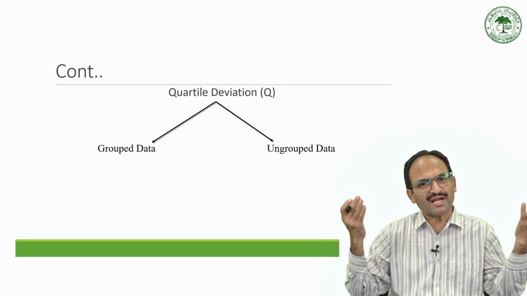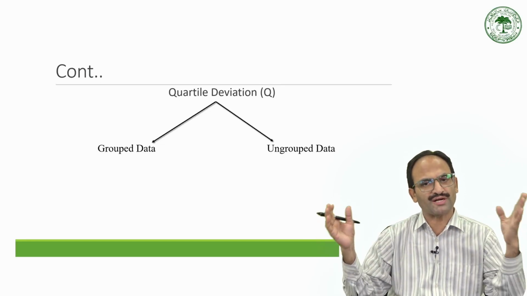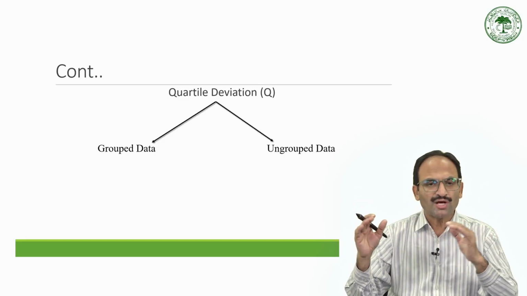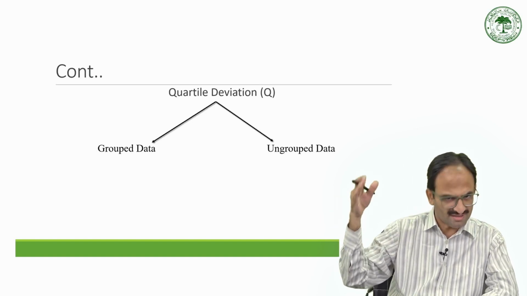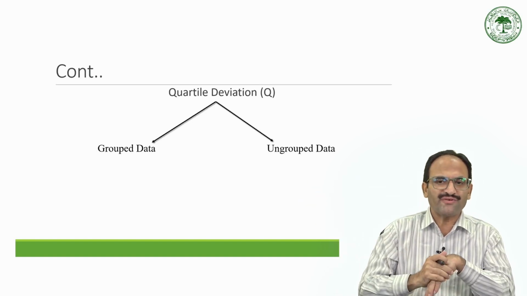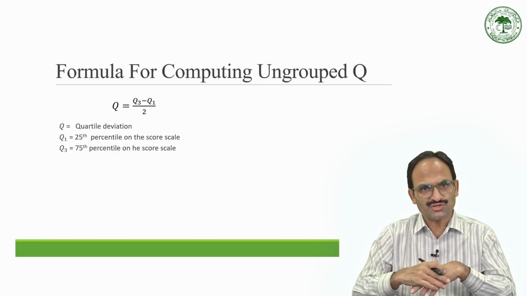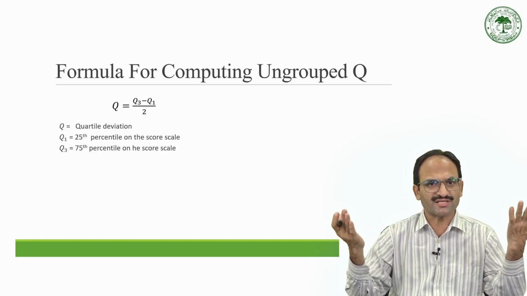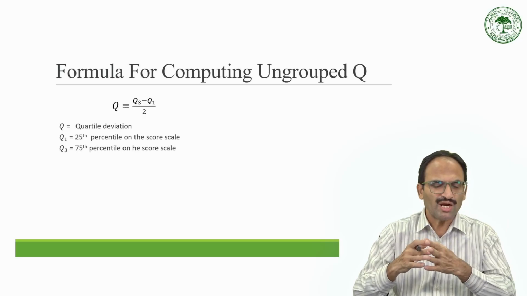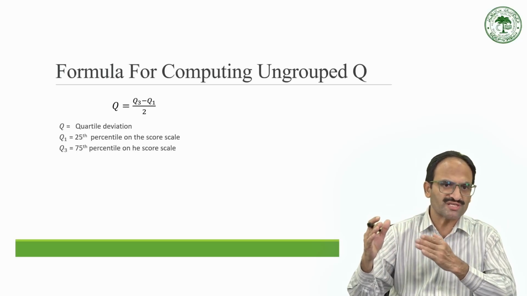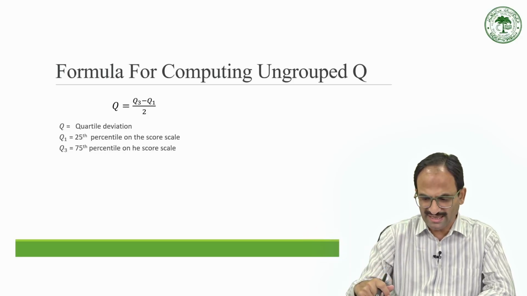Sometimes we are required to calculate quartile deviation from grouped data. Sometimes we are required to calculate it from ungrouped data. How to calculate quartile deviation from grouped data will be discussed later on. At this point, we are mainly focusing on how to calculate quartile deviation from ungrouped data. As I have mentioned, the formula is Q is equal to Q3 minus Q1 upon 2. Q1 is simply the 25th percentile on the score scale, Q3 the 75th percentile on the score scale.